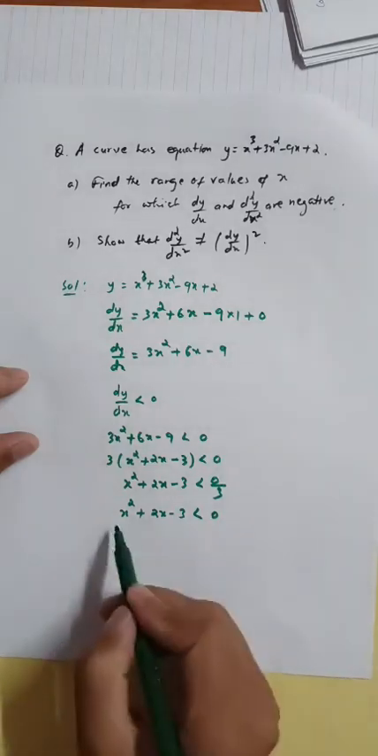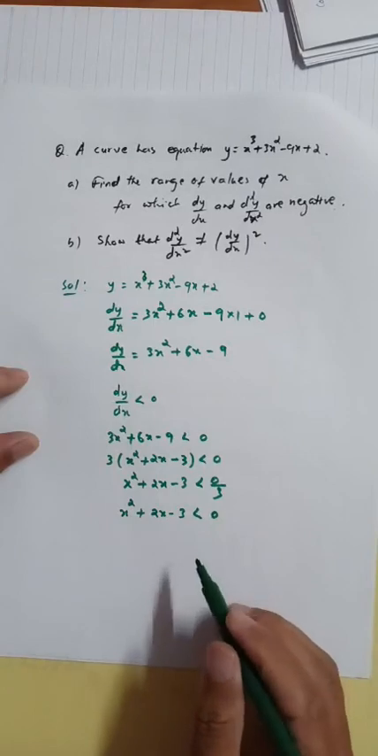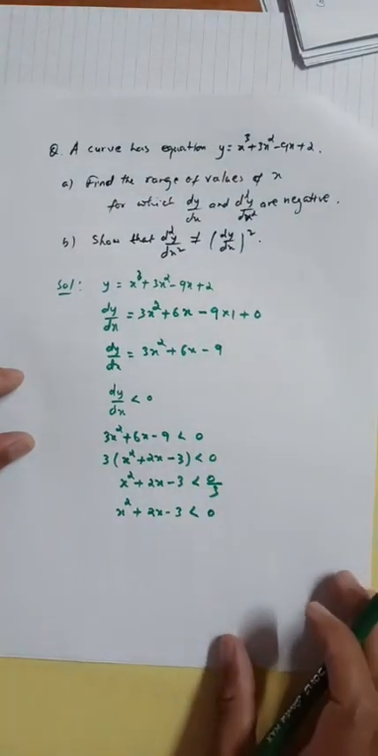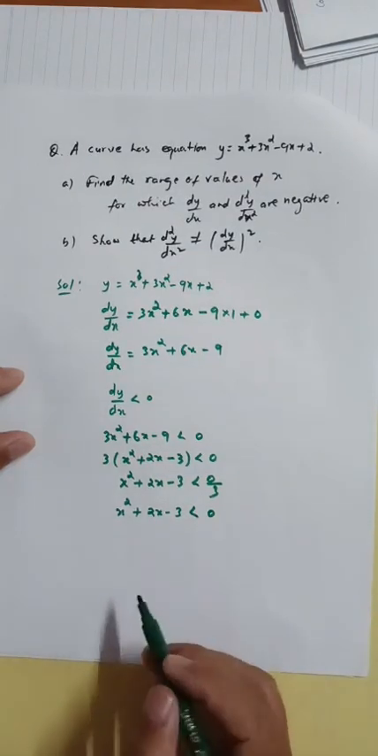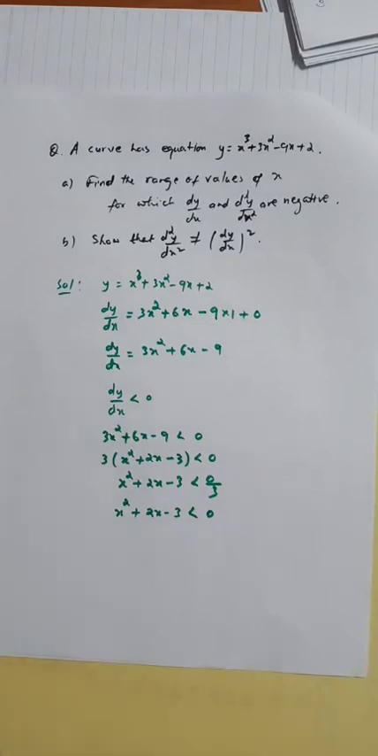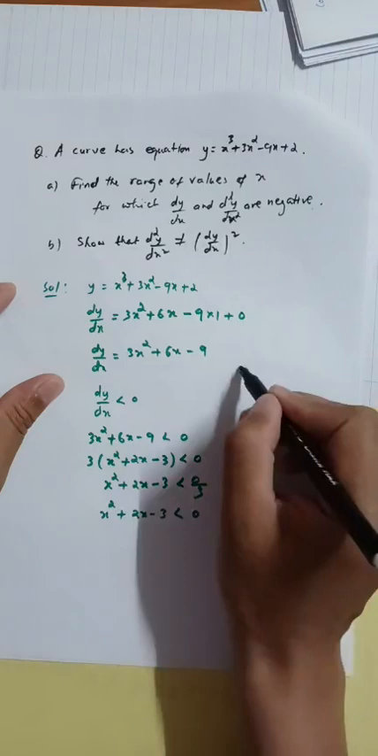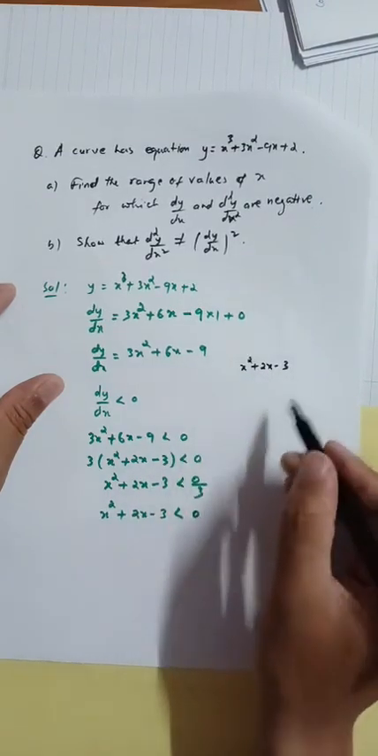You can use the quadratic formula, or you can use sum and product, whichever method you choose, it is up to you. So we will use the quadratic formula for x square plus 2x minus 3.